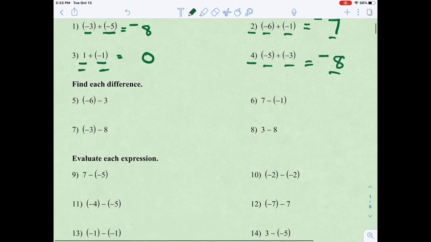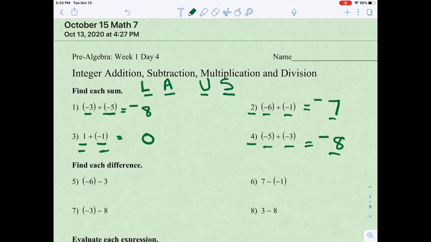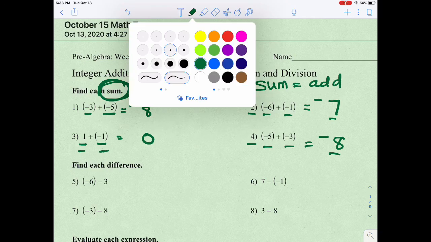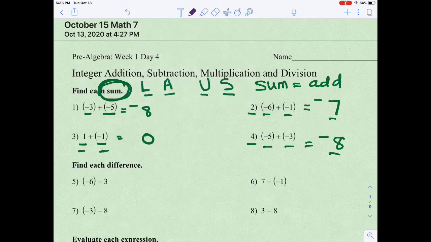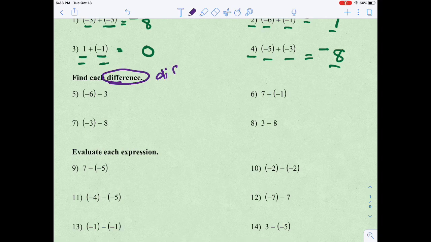So now let's talk about difference. This was sum. Sum means add. Write that in your math notebook too. You need to have that as a vocabulary word. If I want to talk about difference, difference means subtract. Write that in your math notebook.